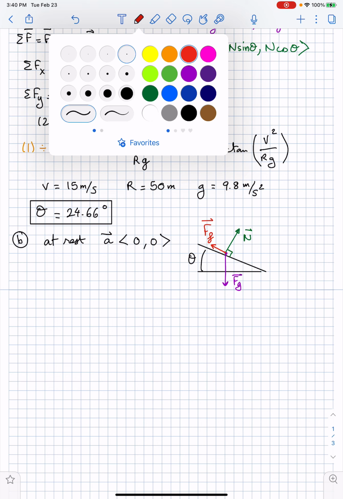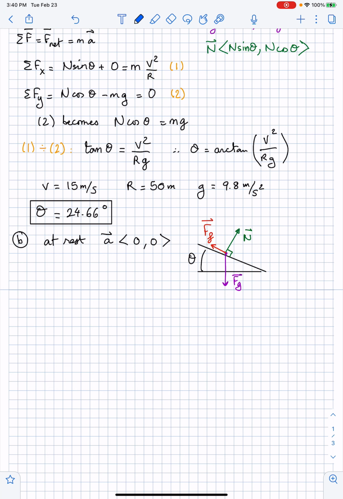Okay. Now, in order to determine the coefficient of friction, it would be a fantastic idea to know the definition of that coefficient of friction. It doesn't have any units. It's a ratio of magnitude of forces. So the coefficient of friction is the force of friction divided by the normal force.